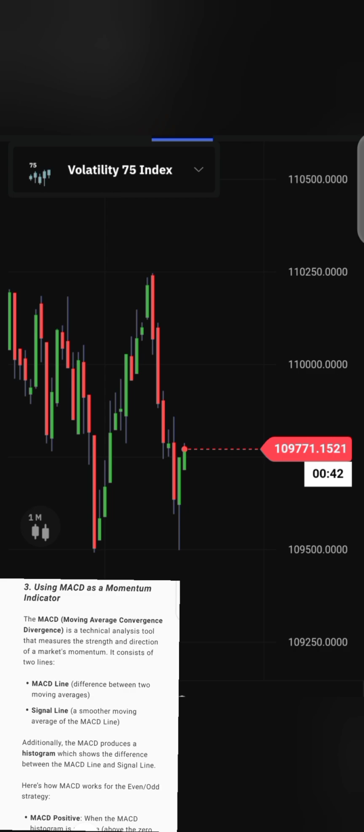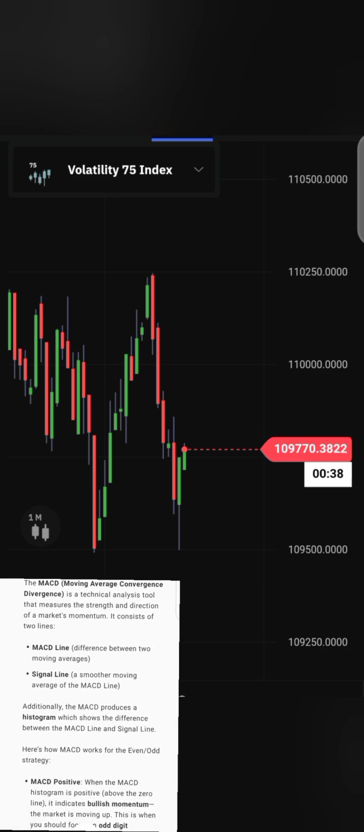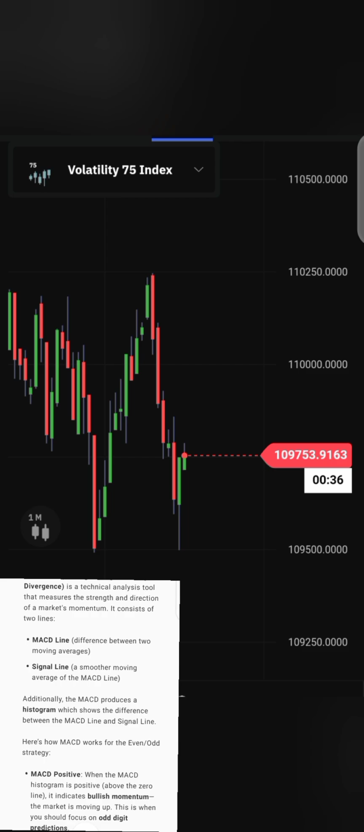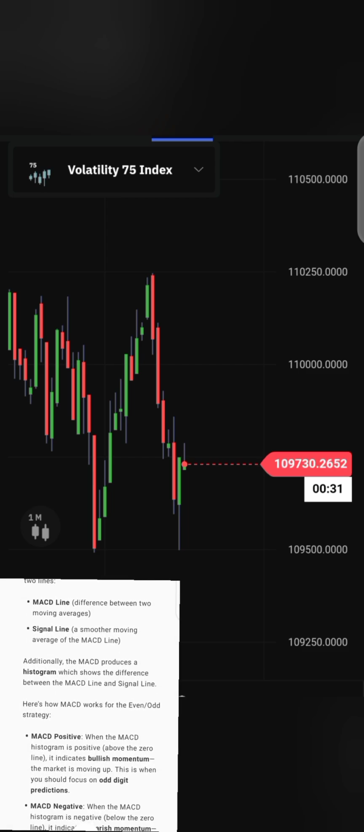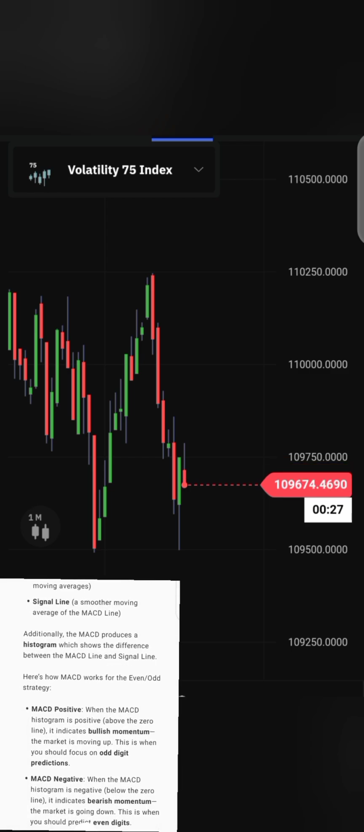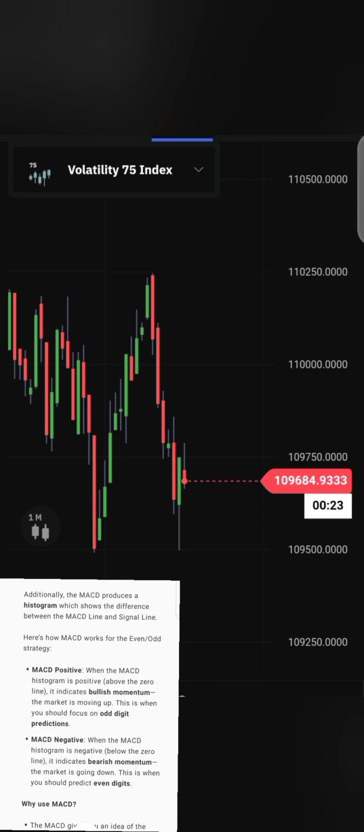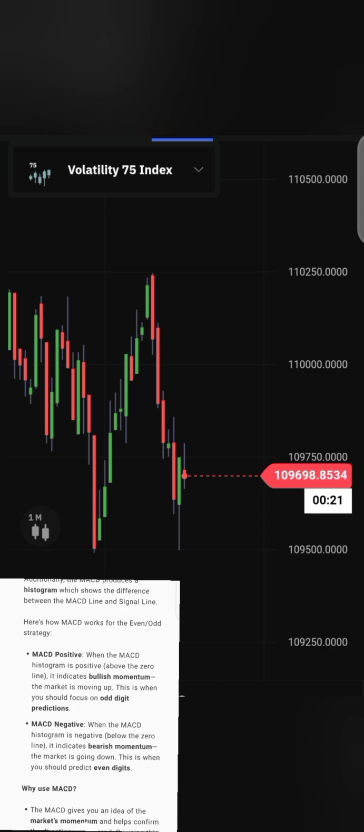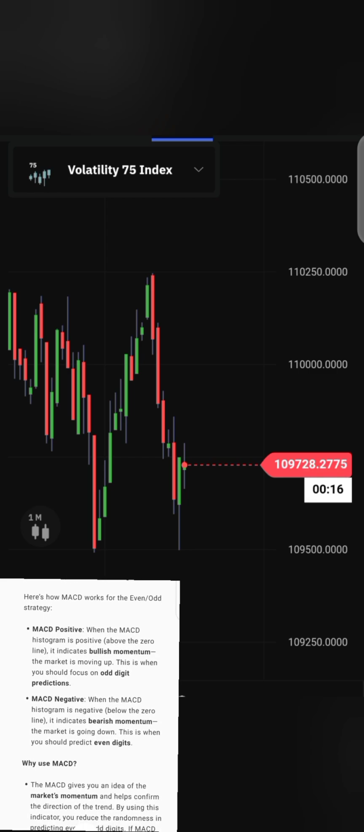3. Using MACD as a momentum indicator. The MACD, Moving Average Convergence Divergence, is a technical analysis tool that measures the strength and direction of a market's momentum. It consists of 2 lines: the MACD line, the difference between 2 moving averages, and the signal line, a smoother moving average of the MACD line. Additionally, the MACD produces a histogram which shows the difference between the MACD line and signal line.